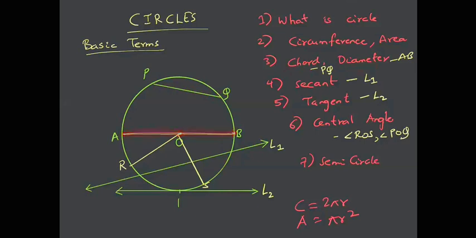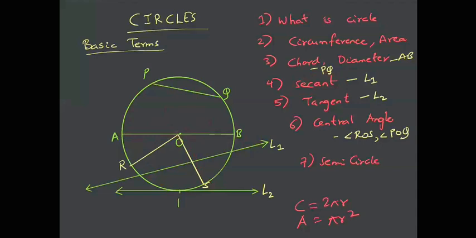AB is the diameter, and it is the longest chord in the circle. There are so many chords in the circle, right? All these are chords, but the longest chord is the diameter. There are so many diameters, and all the diameters have the same length, that is twice the radius, because OA is equal to radius and OB is equal to radius. So AB is nothing but twice the radius.